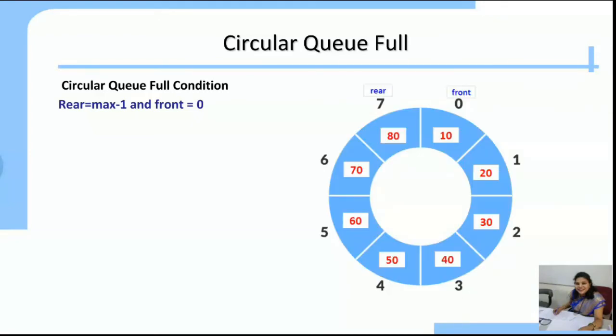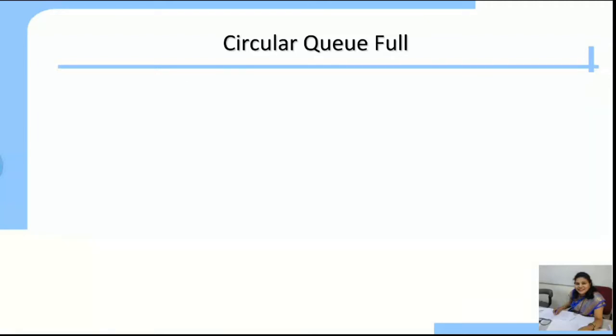So this is a circular queue of size 8 having front at 0 and rear equal to max -1. What is the max size of the queue? You can see that the size of the queue is 8, 0 to 7. So 8 minus 1 is 7. So rear is at max -1 and front is at 0. So this is the first condition. Rear is equal to max -1, that is 8 minus 1, 7, and the front is equal to 0. So this is a circular queue full.